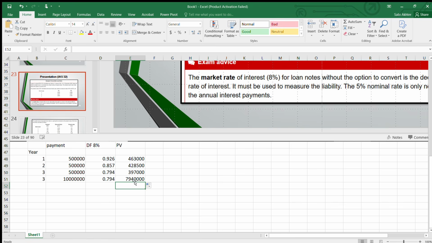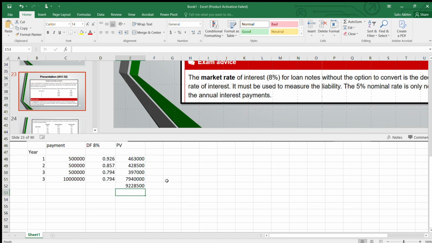So now you have to do the total sum of all this. This is the total, 922. Okay.